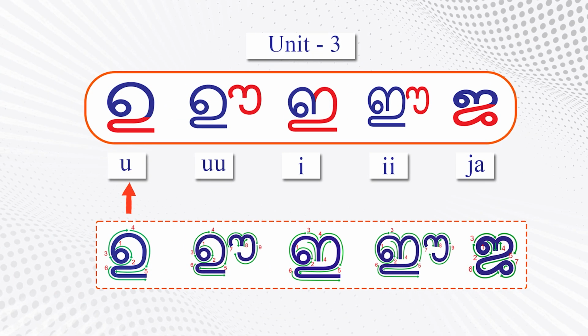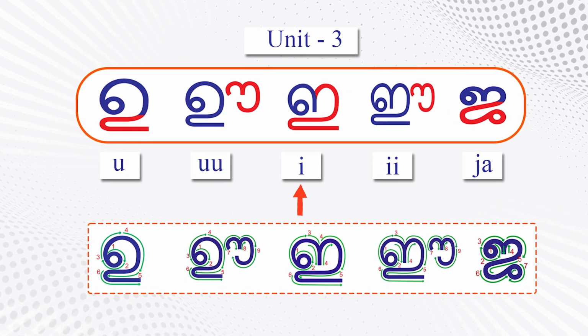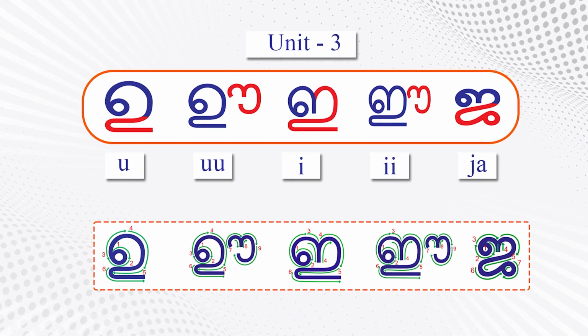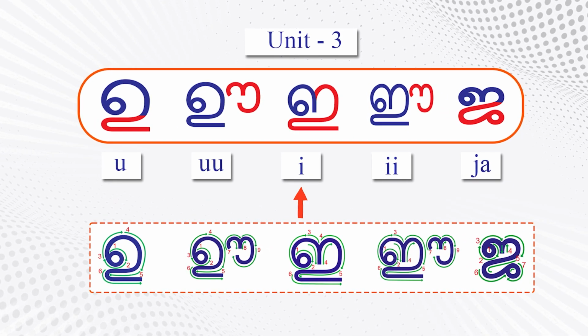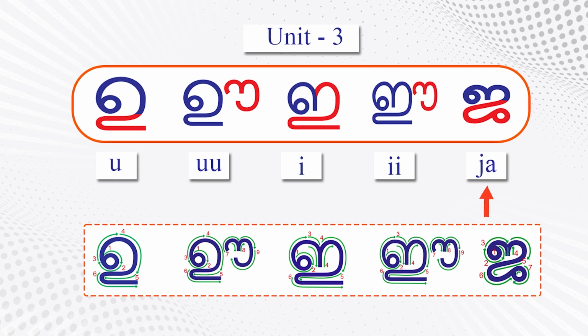The letters are U, U, E, E, Ja. Let's pronounce once more. U, U, E, E, Ja.